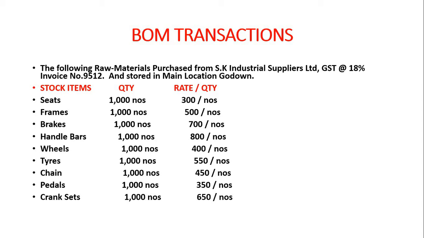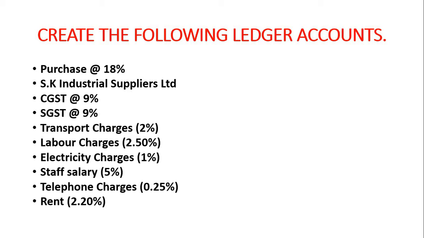So, the BOM transaction. This is the raw material purchase transaction. A manufacturing company needs raw materials, and only then will they be converted into finished goods. So they purchase this kind of raw materials. You have to create the ledgers related to these transactions. These are the ledgers you can create one by one.